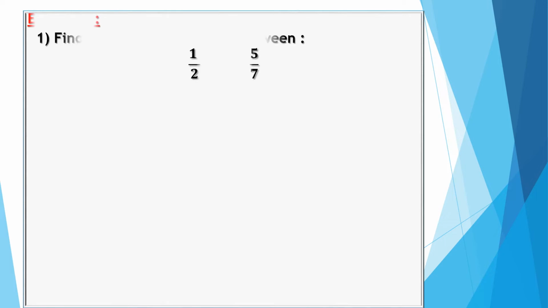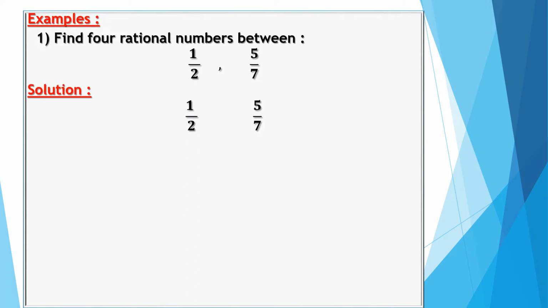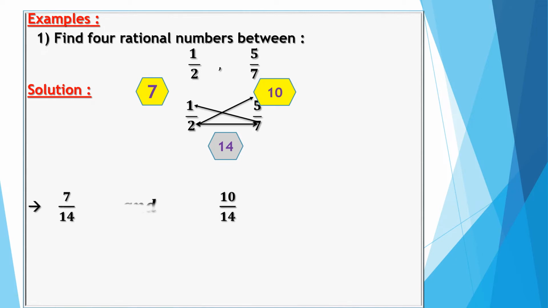Let's have some examples. First one, find 4 rational numbers between 1 over 2 and 5 over 7. By an easy way, let's have the solution. Yes, cross multiplication for those numbers and make the denominator the same by this way. 7 times 1, it will be 7 in the left hand side. 2 times 5 in the right hand side, it will be 10, and down the denominator will be 2 times 7 is 14. So the two new numbers we have will be 7 over 14 and 10 over 14.